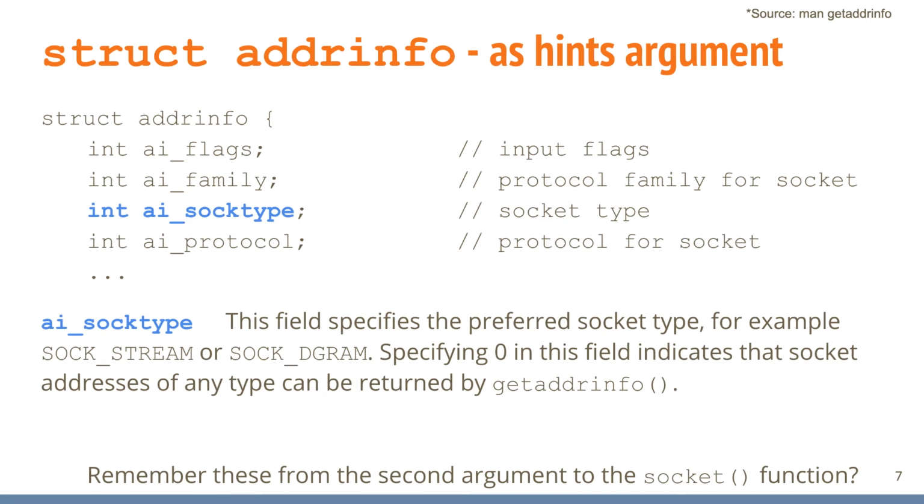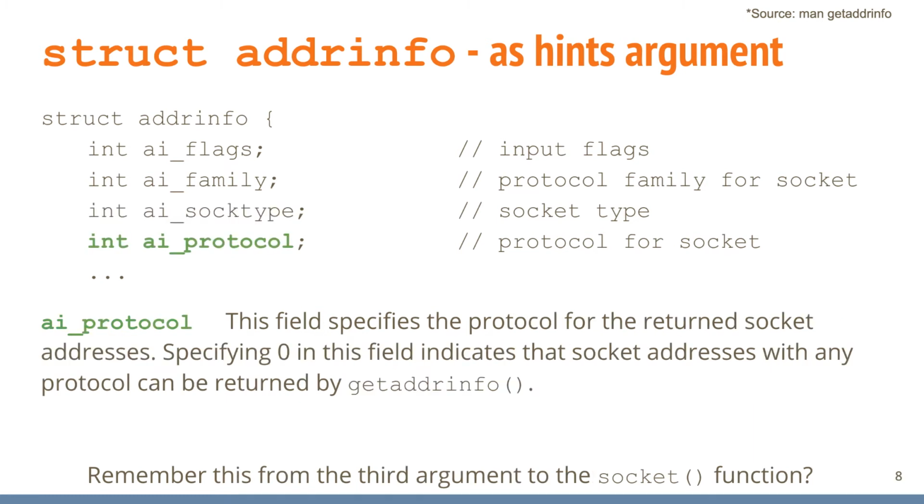The third parameter is called ai_socktype. When used as a hints parameter, you can specify the transport protocol here that you intend to use, which most likely will be either SOCK_DGRAM for UDP or SOCK_STREAM for TCP. Leaving this unspecified will probably give you more results than you typically want, so do not forget to set this. Also, this parameter should be familiar to you by now, because it is the second parameter in the socket system call.